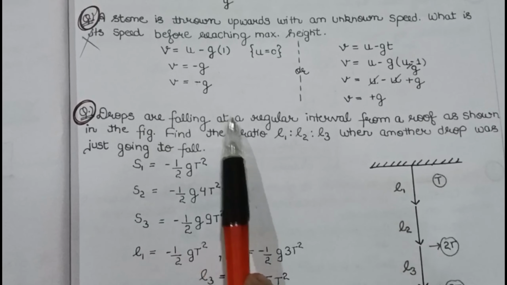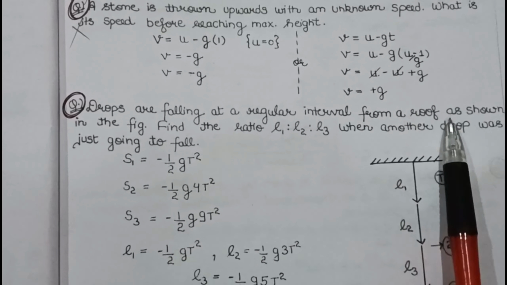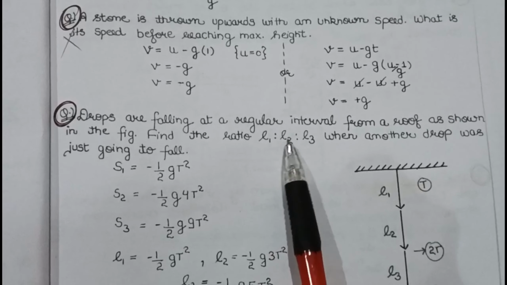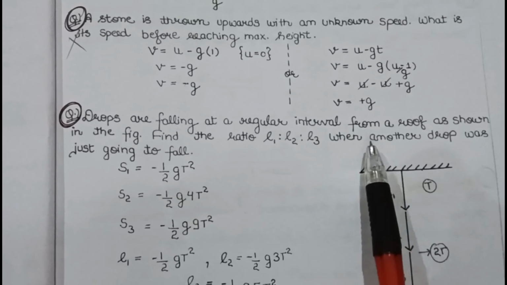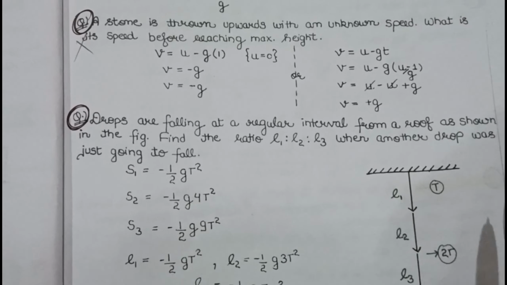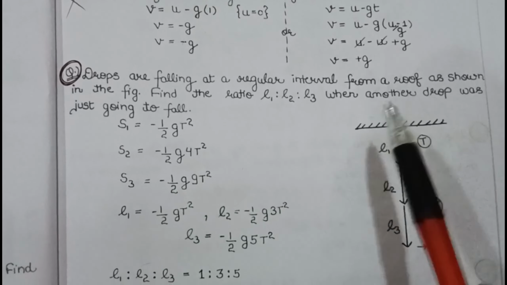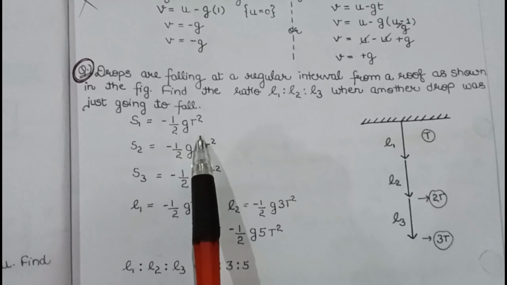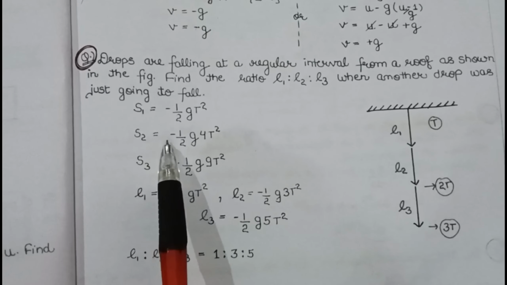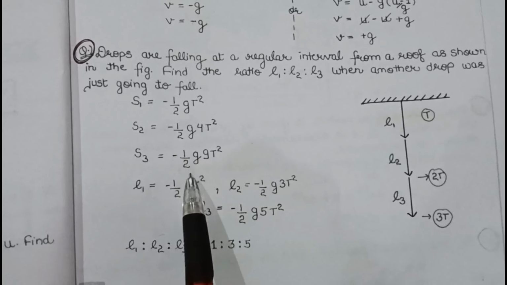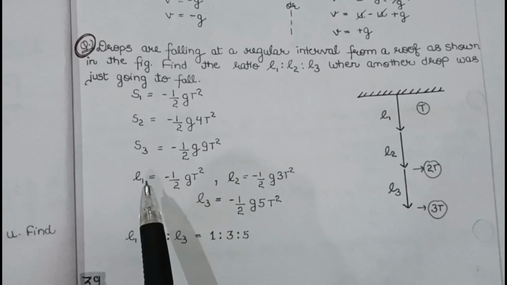Drops are falling at regular interval from a roof as shown in the figure. Find the ratio of L1 is to L2 is to L3 when another drop was just going to fall. This is the figure or the exemplar figure for this question. S1 is equal to minus of half gt square. S2 is equal to minus of half g into 4t square. S3 is equal to minus of half g into 9t square.